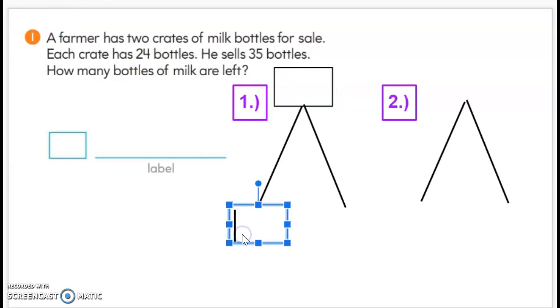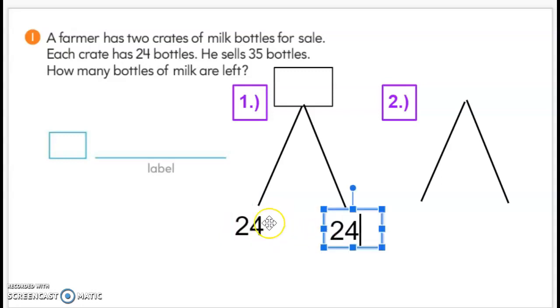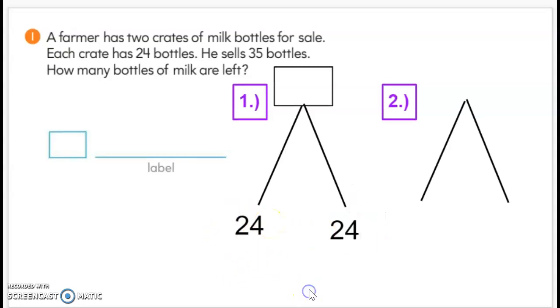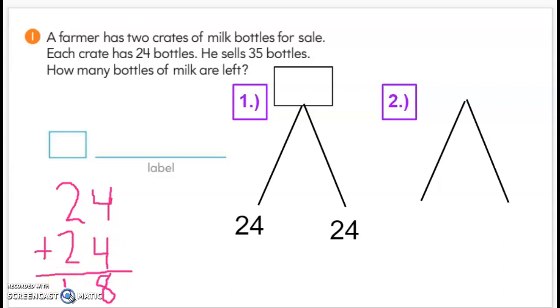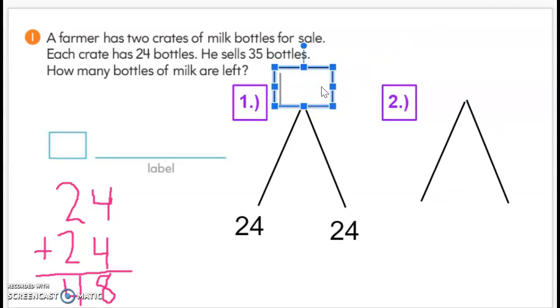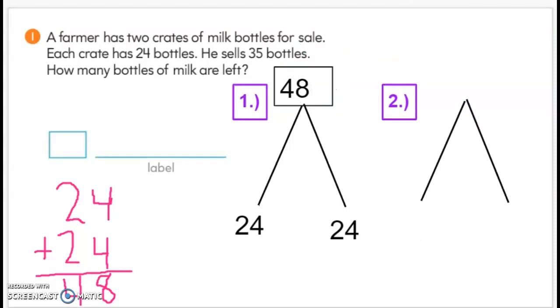We know that he has 2 crates, and each of those crates has how many bottles? 24. You're right. So I have 2 crates, each crate has 24. I need to figure out how many total bottles he has. So on the side, I'm going to write 24 plus 24 equals what? 4 and 4 is 8. 2 plus 2 is 4. I didn't make any new 10s. So I'm going to put my total up at the top here: 48. He has a total of 48 bottles.